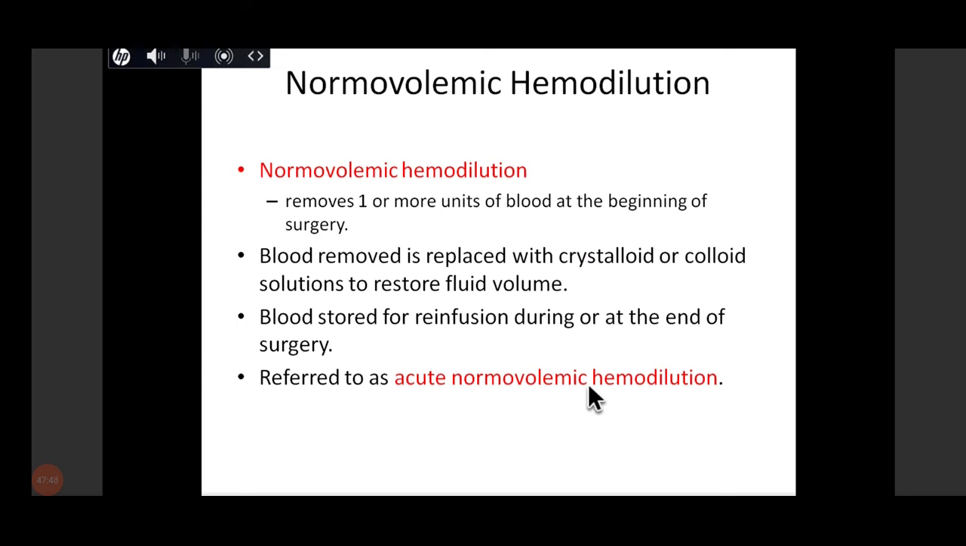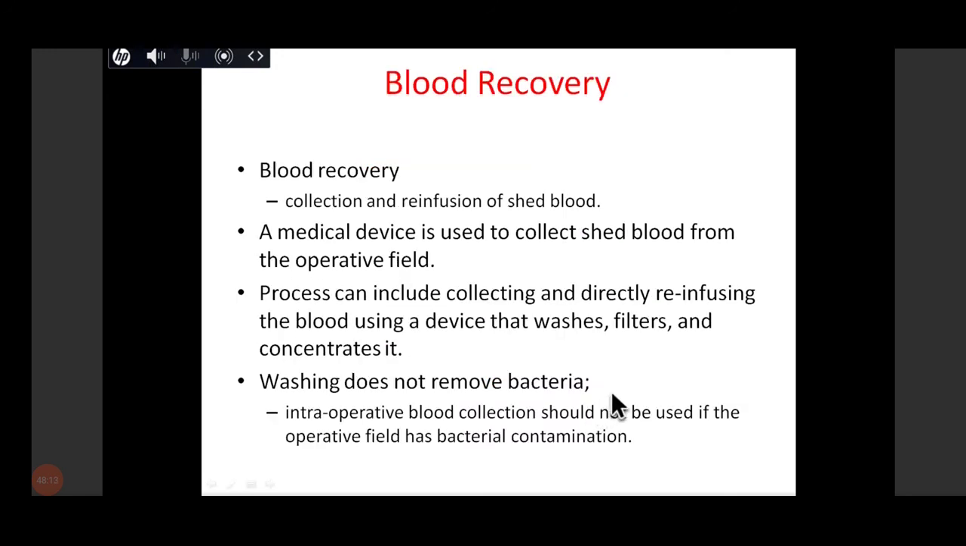In normovolemic hemodilution, you remove one or more units of blood and replace them with crystalloid or colloid solution so that the person does not land up with hypotension. So you bleed and then replace it. The blood is stored for reinfusion during or at the end of the surgery. It is referred to as acute normovolemic hemodilution.